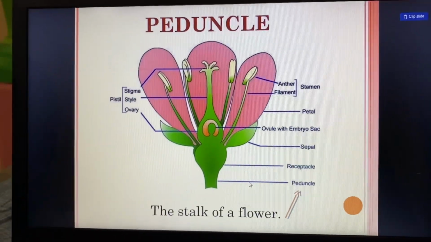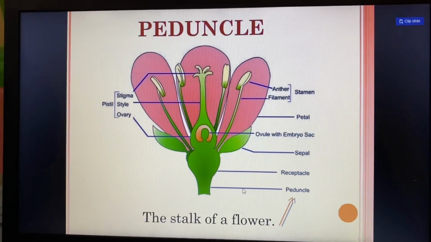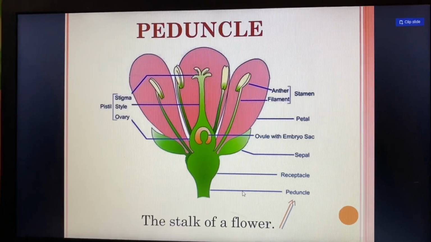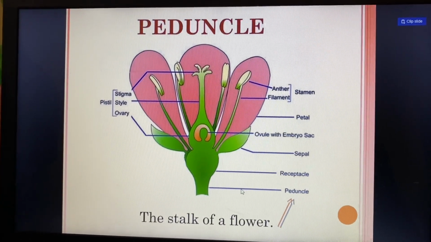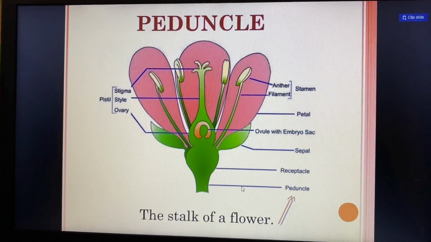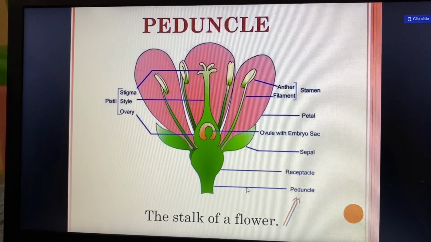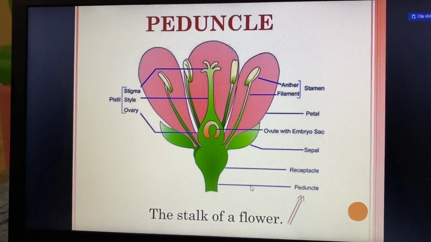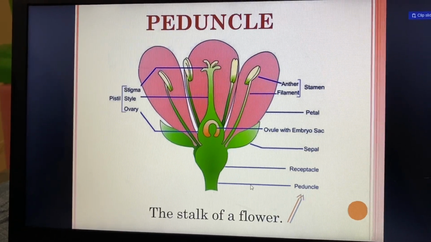Next, these are the pictures of the peduncle or the stalk of a flower. You can see on the left side of the pistil the stigma, style, and ovary. Here at the right side, the stamen, anther, filament, petal, ovule with embryo sac, and sepal, receptacle, and peduncle.